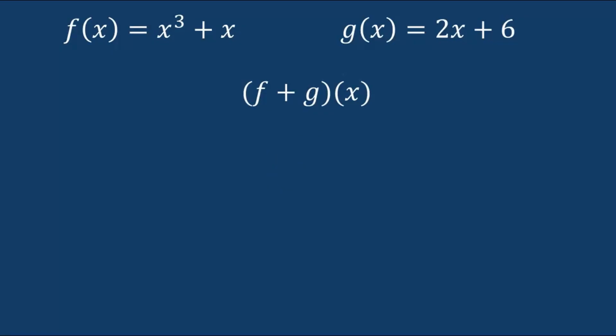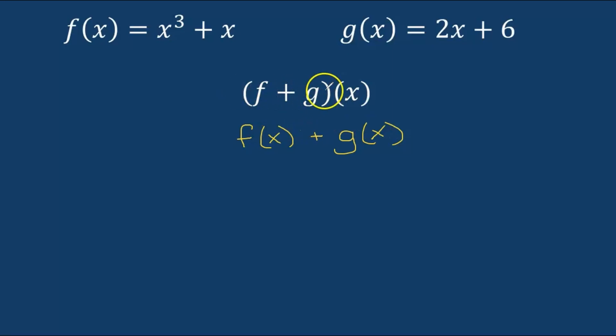So the first thing we need to do is recognize this notation. The beginning parentheses in this notation is telling us what to do with this function and what to do with this function. Now, it's a little bit funny because what they're really saying to do is take f of x and add it to g of x. But they've put it into this shortened notation.